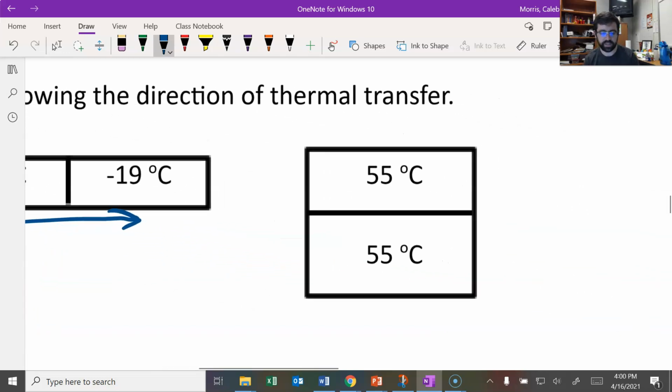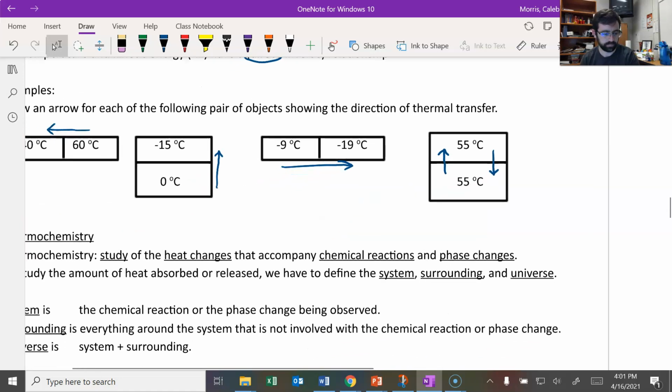And then finally, we've got this one, 55 and 55. Now some students would maybe look at this and say, temperature's not going to change, heat's not going to flow. That's not a terrible answer. But a better answer is that heat flows at the same rate in both directions. So we do have some heat flowing, some transfer of energy between the two, but since they're the same temperature, there's no net change. We have the same amount of heat flowing upward and downward, so to speak, if these objects were stacked.